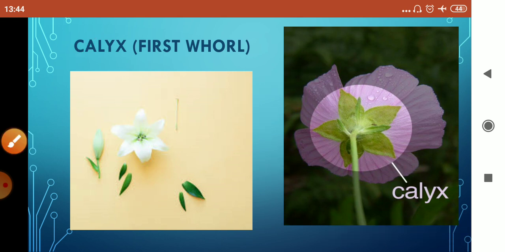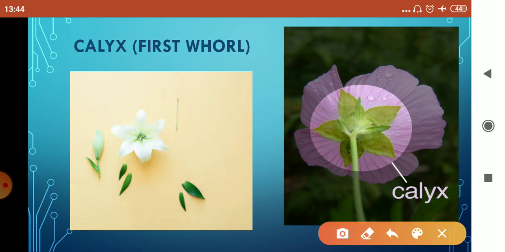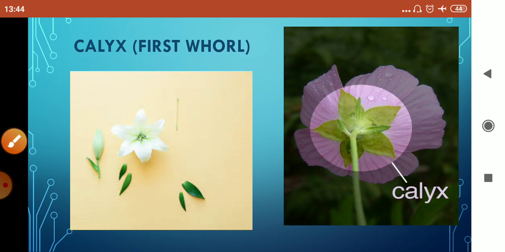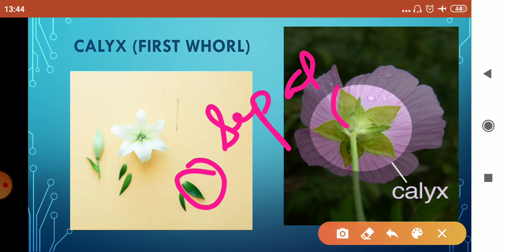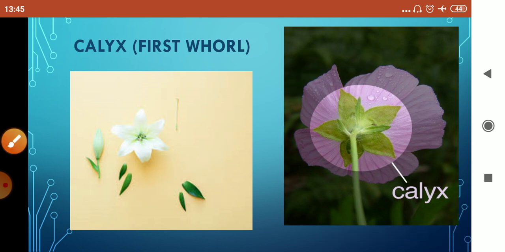Now the first whorl, that is the calyx, is the outermost whorl, and when a flower is in a bud condition you can directly see it, but you can also see it when a flower is bloomed. Here you can see the structure of a calyx. This entire part is a calyx, and the unit of calyx is called a sepal. If you remove this particular part, it is called a sepal. So collectively all the sepals are called a calyx.